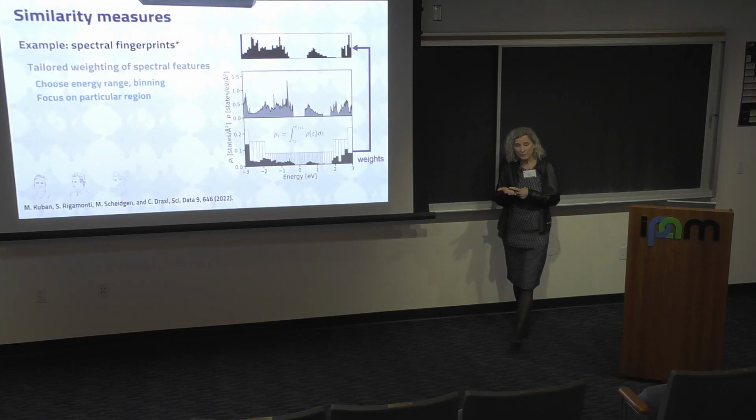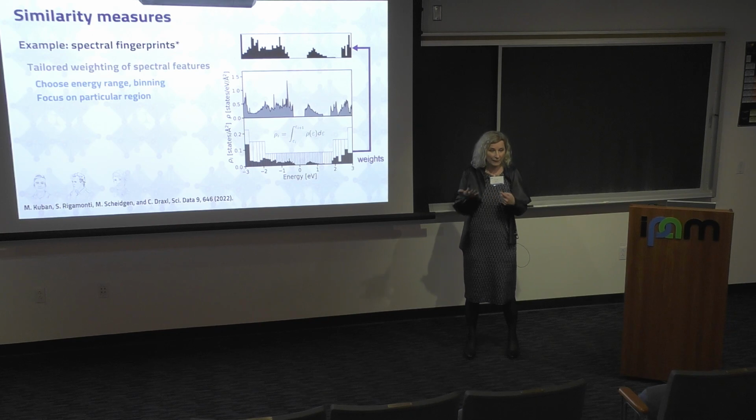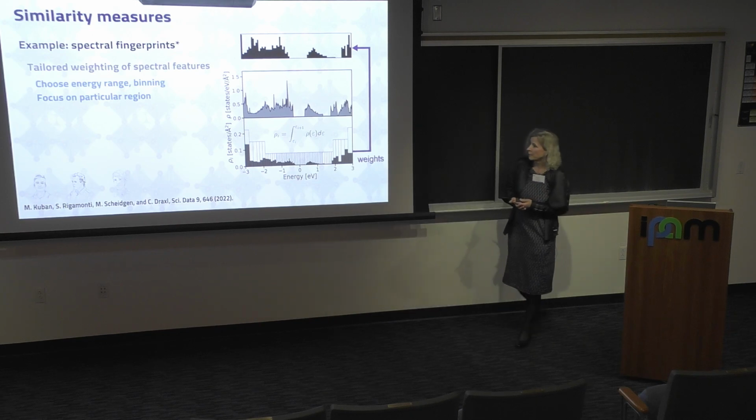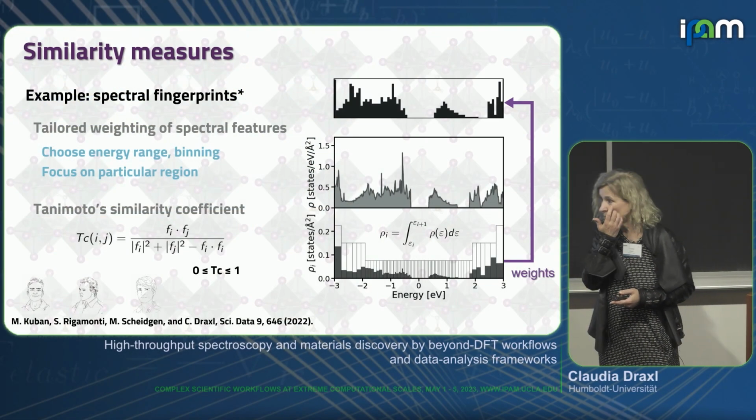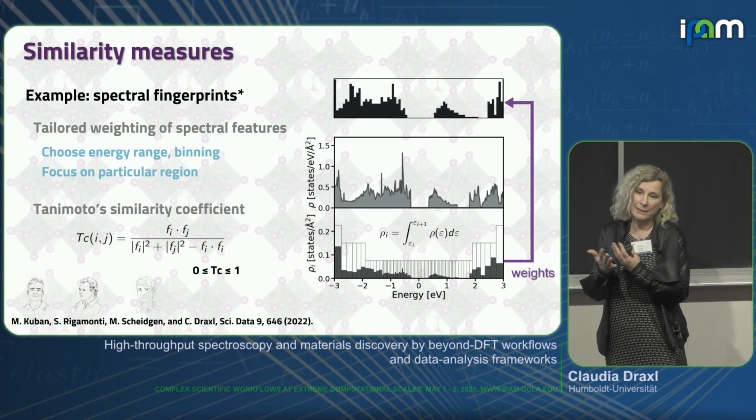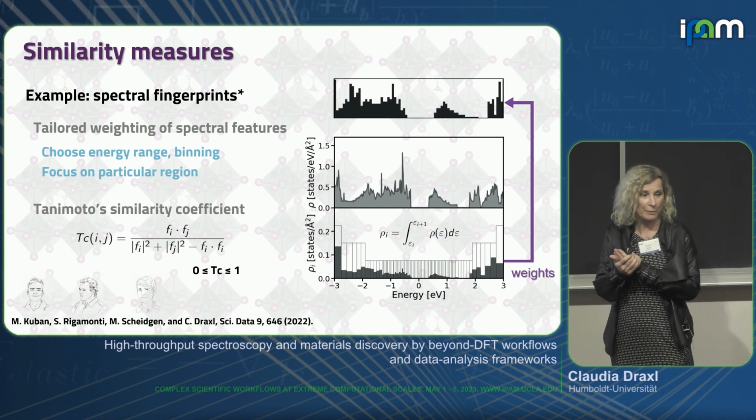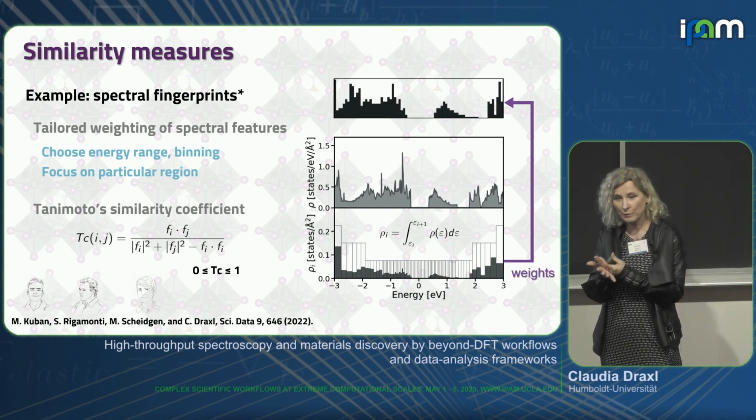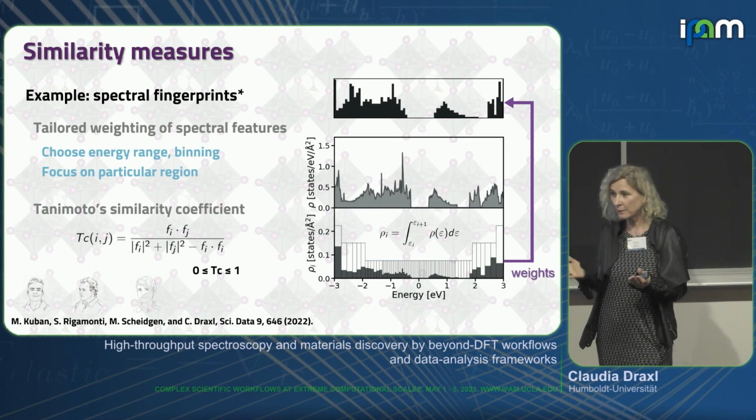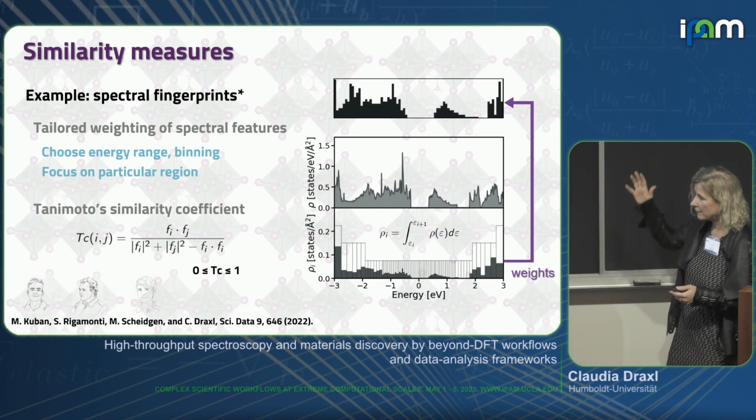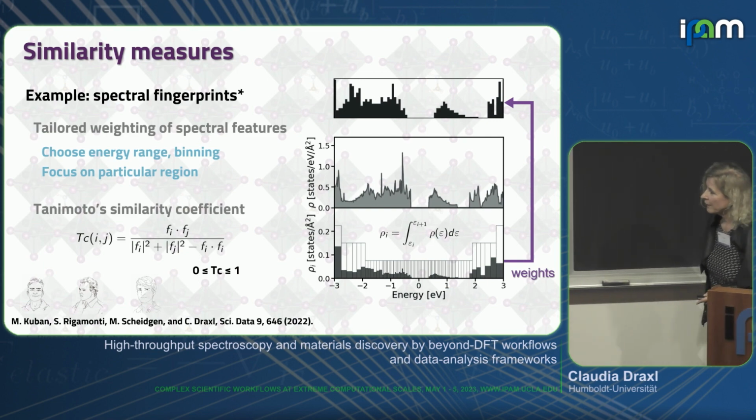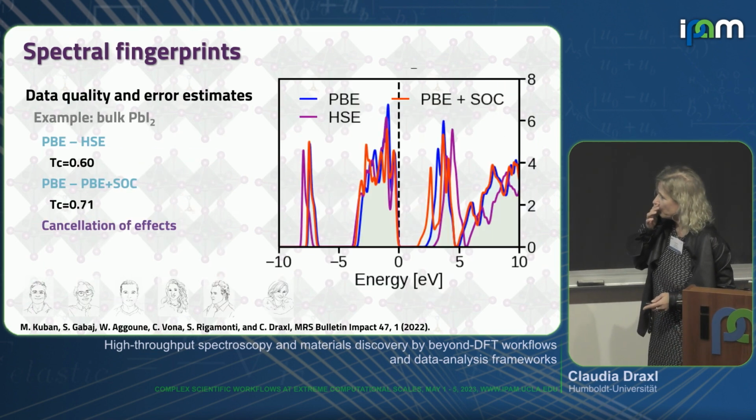Now, in order to measure the difference between one such spectrum and another, we also have to introduce a metric that measures it. In this case, we use the Tanimoto similarity coefficient. That means this is basically the overlap between the two different spectra. So if the spectra are identical, this coefficient is 1. If they have nothing to do with each other, it is 0. And reality is somewhere in between. I'll show you an example in a minute.